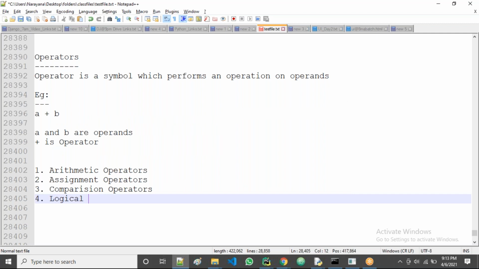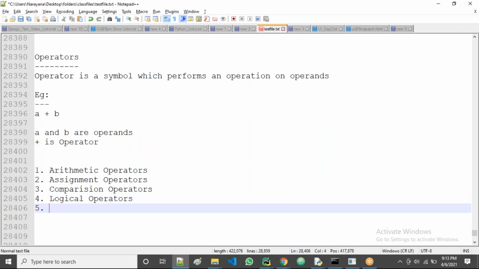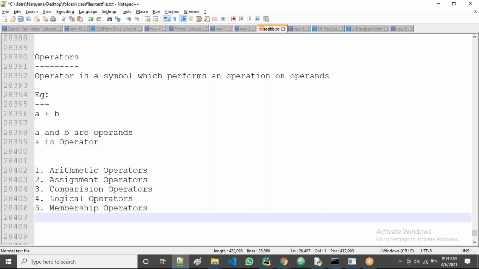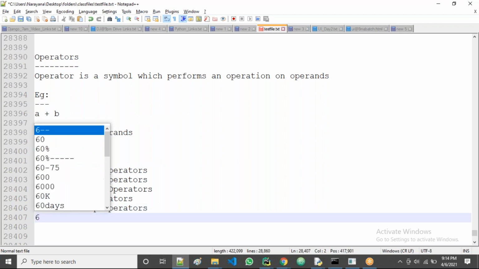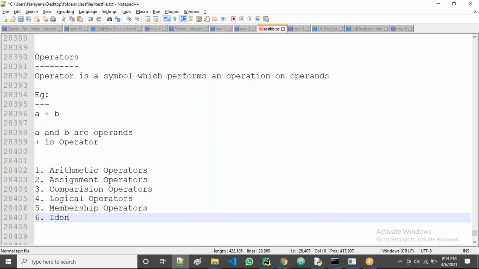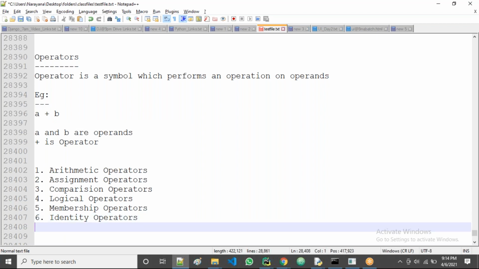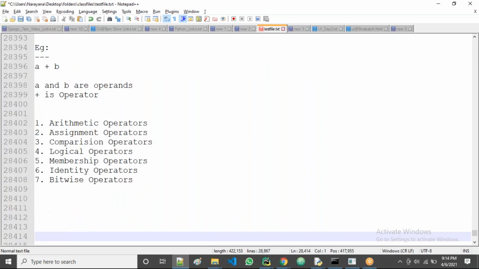Then the fourth one is logical operators. Then the fifth one is membership operators. The sixth one is identity operators. Then the last one is bitwise operators. So these are the different types of operators supported in the Python language.